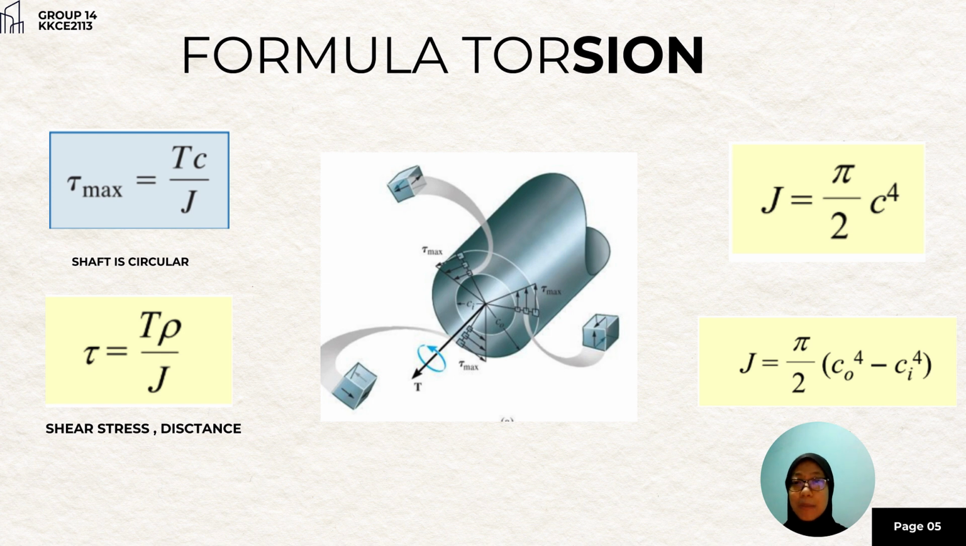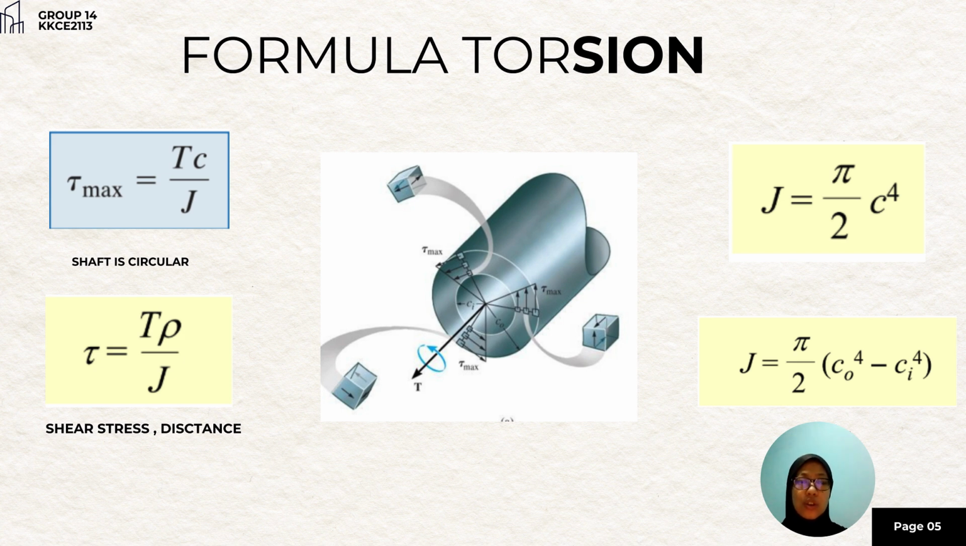So now let's look at the formula of torsion. For a solid circular shaft, the most common case, the maximum shear stress is calculated using this core formula: tau max equals T times c divided by J. Let's break it down. T is the applied torque, c is the outer radius, and J is the polar moment of inertia of the shaft.